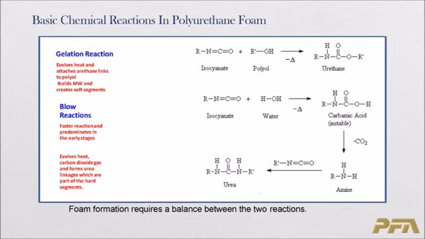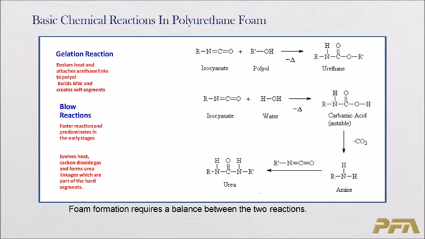There's also another reaction called the blow reaction that generates the carbon dioxide gas to turn that polymer into a foam material. The blow reaction is isocyanate reacting with water. It forms this unstable carbamic acid intermediate that loses carbon dioxide to form the amine. Well, isocyanates are very reactive materials and will react with anything with an active hydrogen, so that amine that's generated will react with additional isocyanate to form a urea.